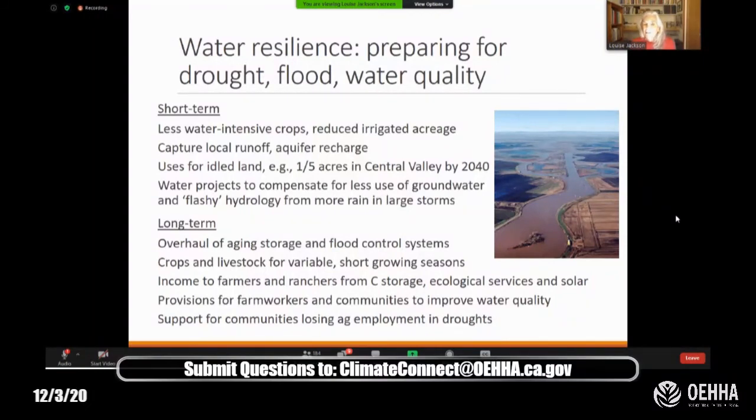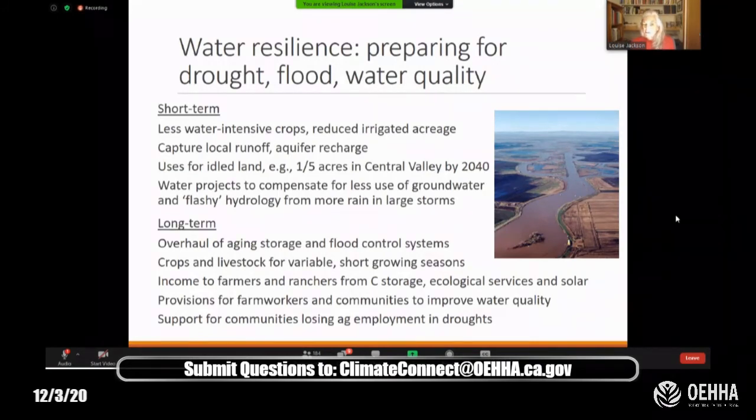1 out of every 5 acres in the Central Valley is projected to go idle by 2040. And right now, say during the 2012-2016 drought, idled land didn't have much use, but that's something we have to work on with some of those agrobiodiversity practices, for example, so that we just don't have bare land that can be sources of pests and greenhouse gas emissions.